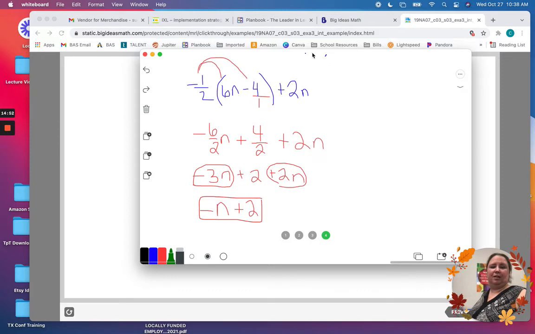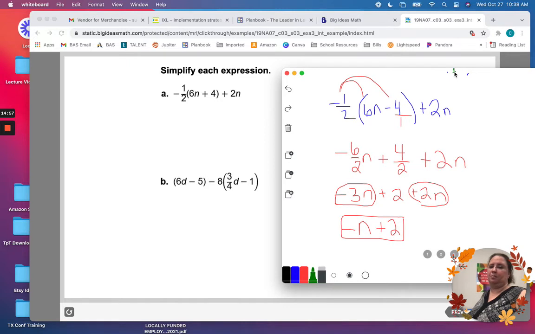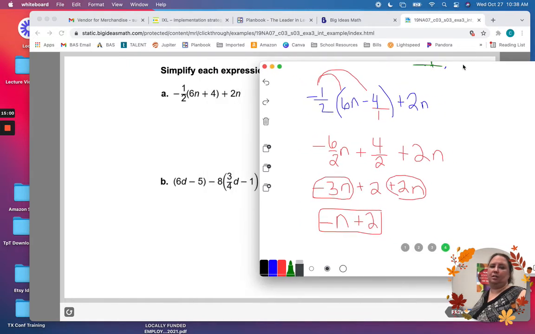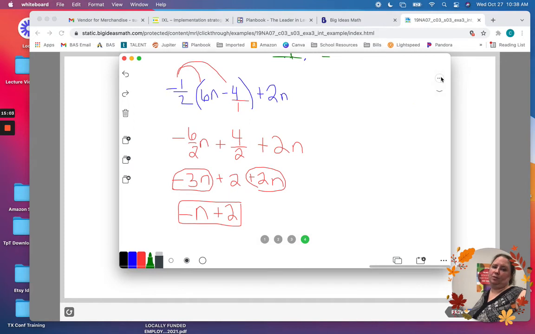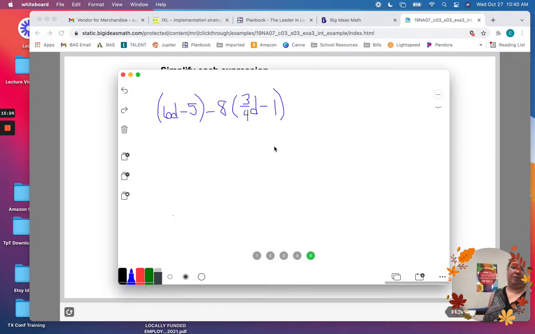Okay, write that down while I get the next one. Oh my. I'm not going to be able to write this without switching sides. So let me know when you have this. I'm going to pause for just a second. Parentheses, 6D minus 5, parentheses, minus 8, parentheses, 3/4 D minus 1, parentheses. Very good. This is a crazy one. It looks crazy, but we can handle it.